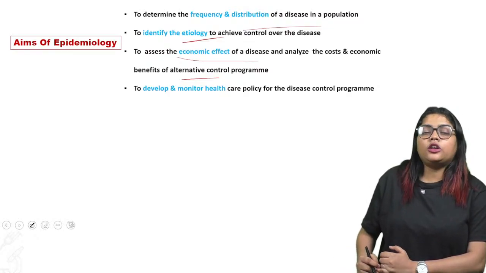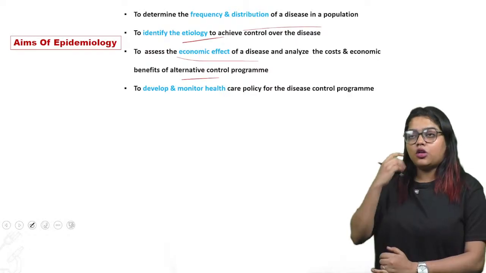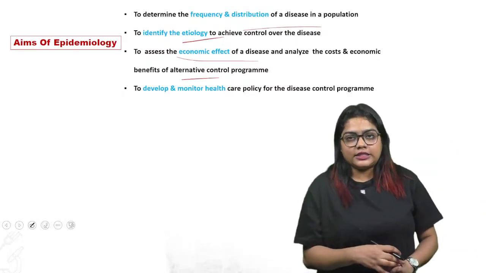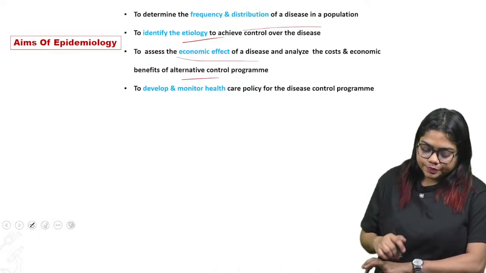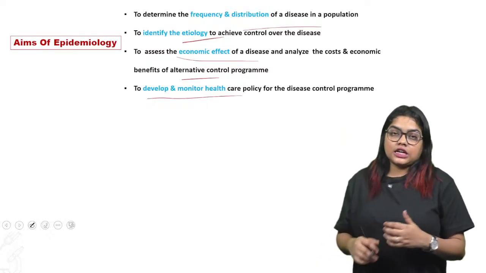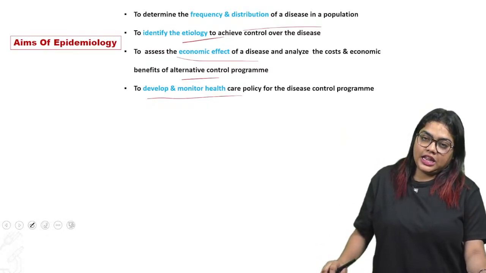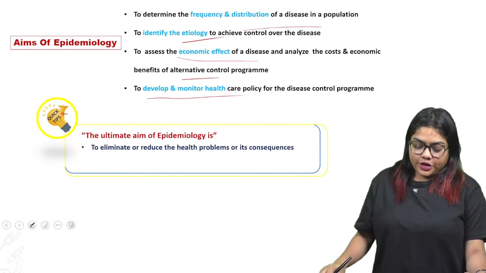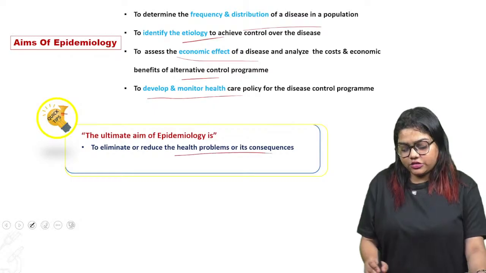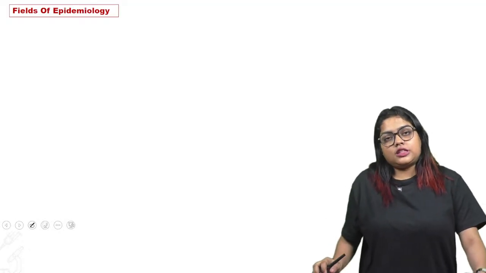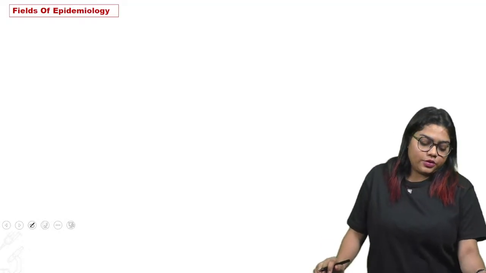If people are not able to access the services, and we make them affordable, the people can access them, right? So this is very important. And to develop and monitor the healthcare policy for the disease control program. So these are the main aims of epidemiology. The ultimate aim of epidemiology is to eliminate and reduce the health problems or their consequences, and to promote the health and well-being of the society as a whole.